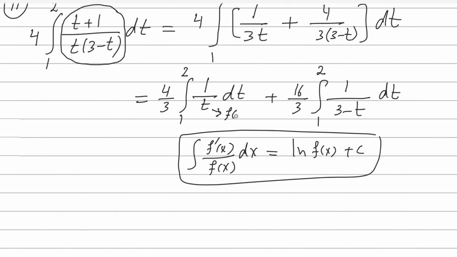This is the function in terms of t, and this one is the derivative of this function. So it means we can apply this rule. We will take the log of the denominator here. But the problem is here. What is the function here? This is 3 minus t.